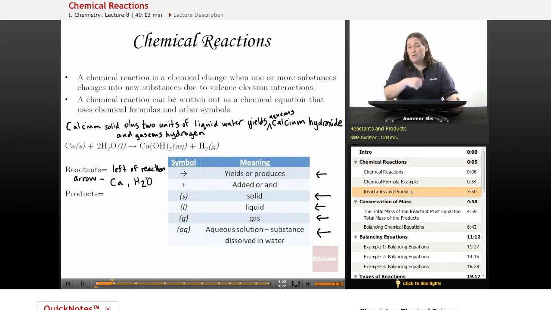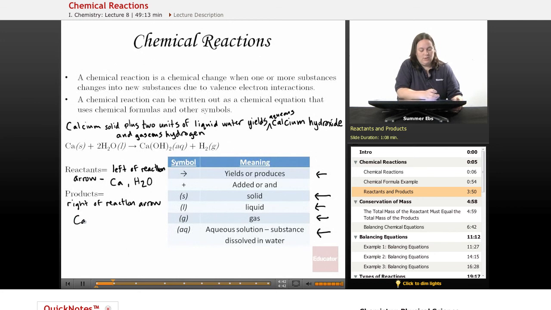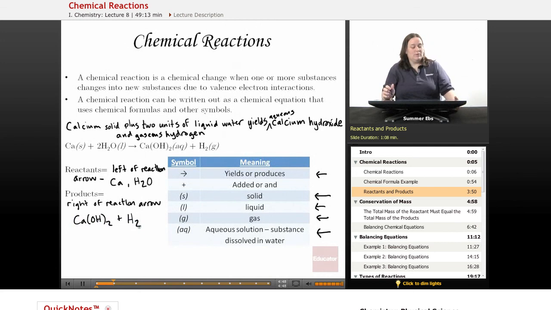And the products is everything to the right of the reaction arrow. And everything to the right of the reaction arrow in this case is our calcium hydroxide and our H2. Okay, so if I was looking for the reactants, I'm looking at everything to the left of the arrow. If I look for the products, or what we end up with after the chemical reaction takes place, that's everything to the right of the reaction arrow.